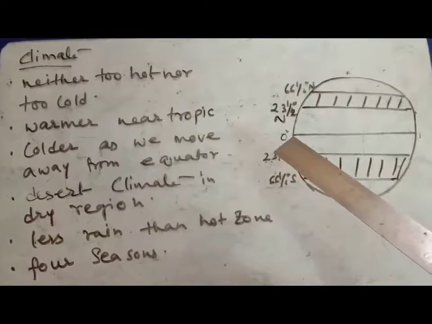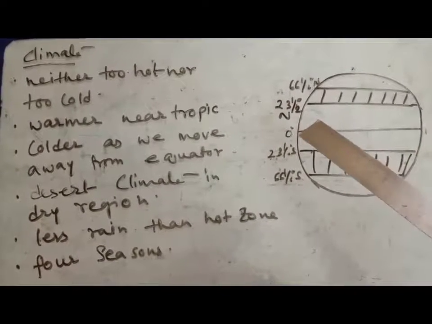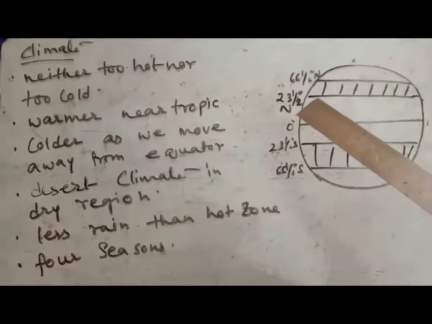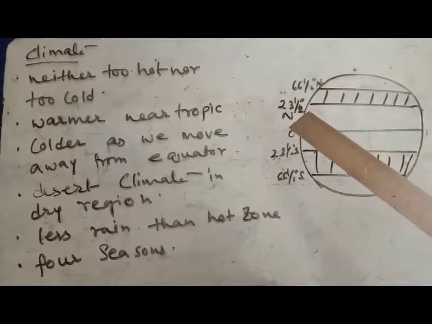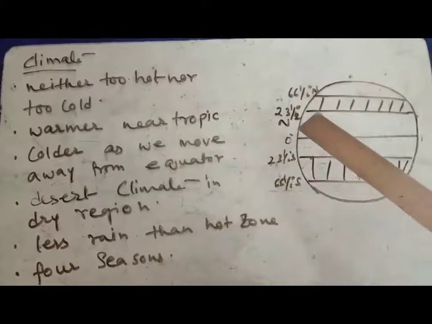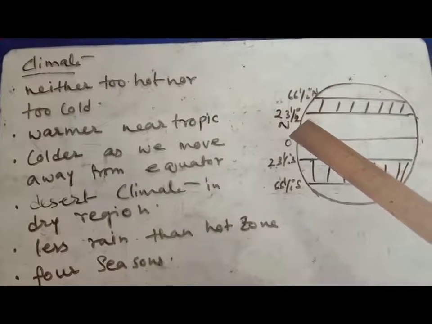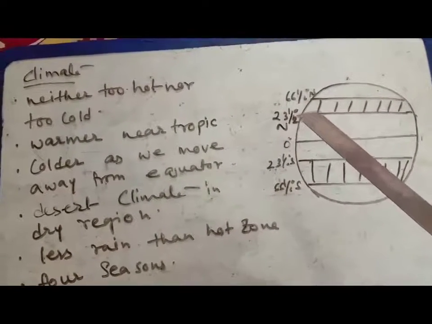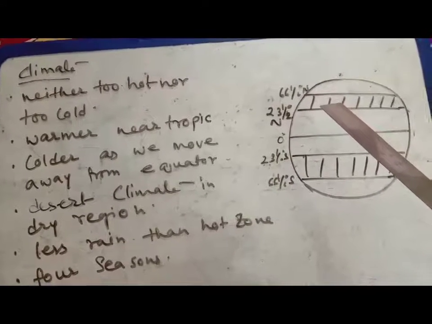The second one is warmer near the tropic. Warmer near the tropic means, you can see this is 0 degree, and if we take only the northern hemisphere, the tropical zone is 0 degree to 23.5 degree north. So the places very near to 23.5 degree north are also in the temperate zone, and the places near to the Arctic Circle are also in the temperate zone.